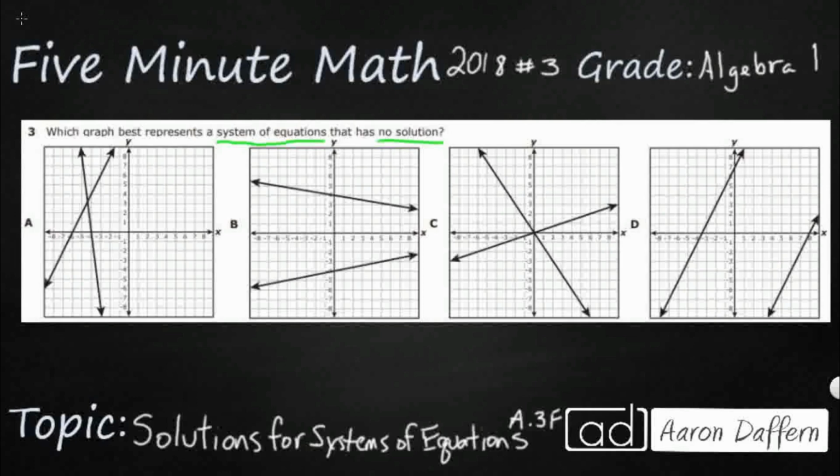Well, what we have is 2 functions on the same graph. Each of these functions here are linear equations and they're displayed on the same graph. So we're looking for one that has no solution. Well, first off, what is a solution?